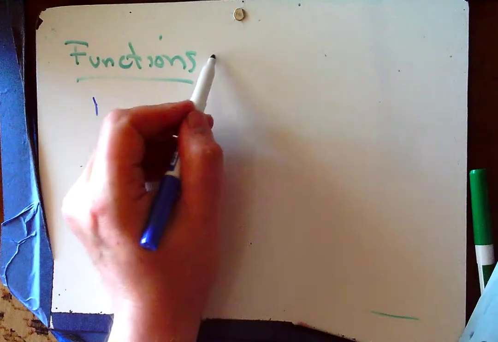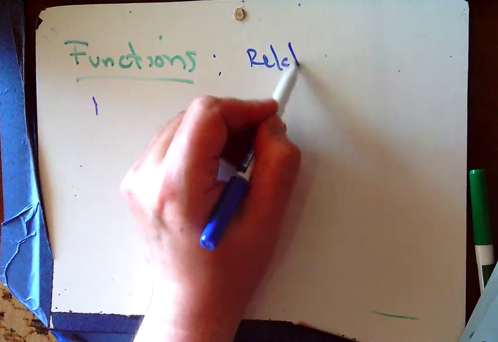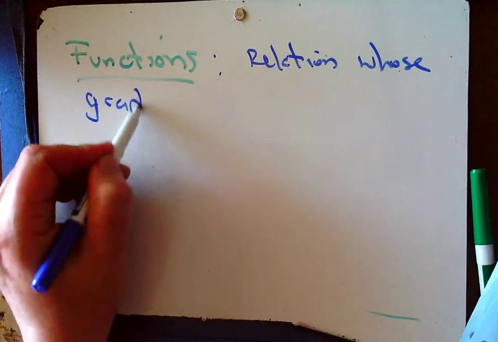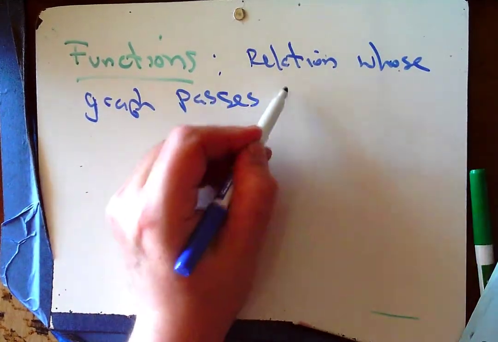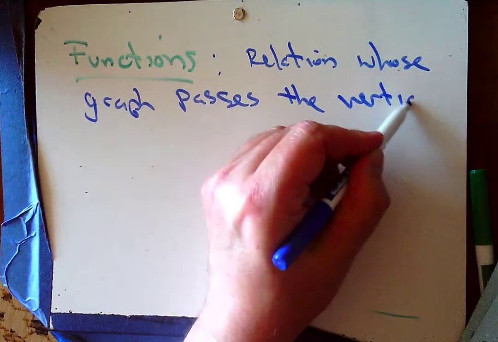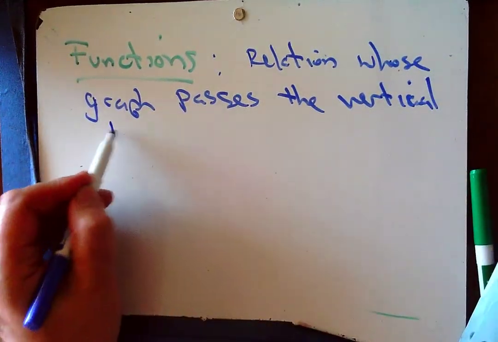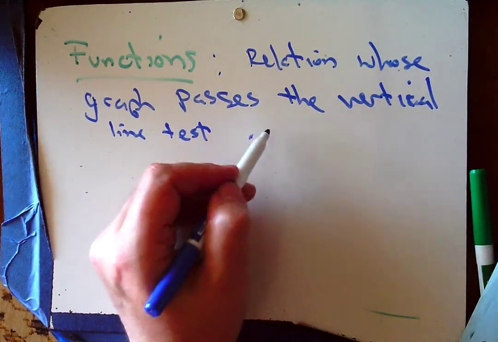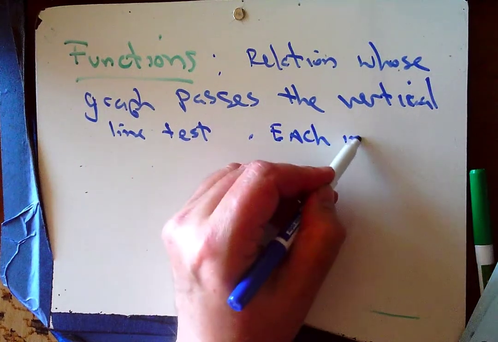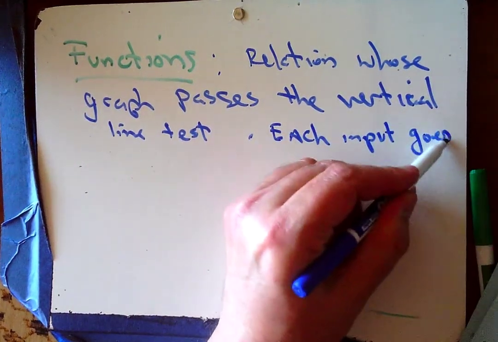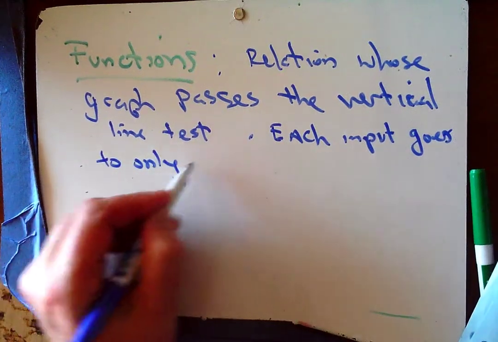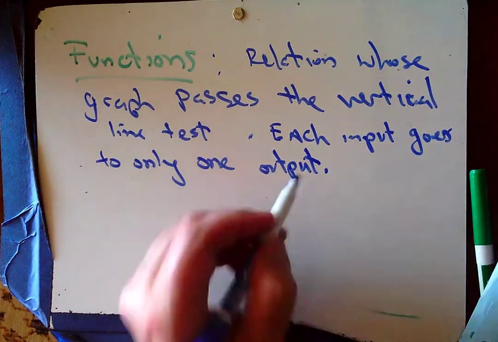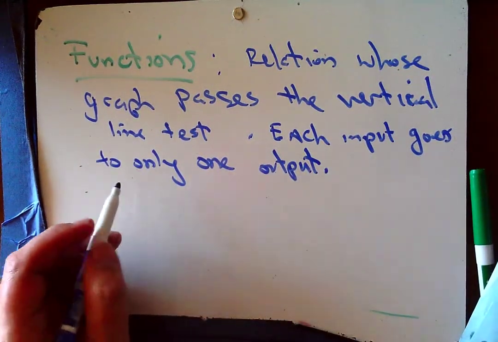when I think about a function, I know it's a relation whose graph passes the vertical line test. I know if I look at a table, each input goes to only one output. But I actually want to focus on the language.